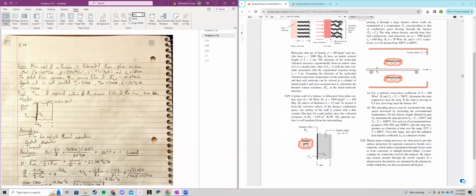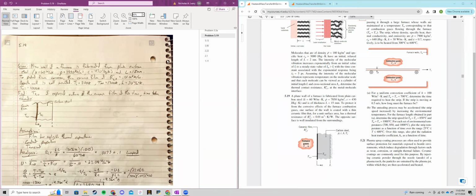Okay, today we will be working on problem 5.19. Specifically, this one is related to transient problems.